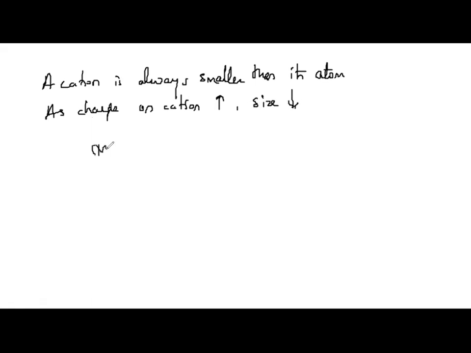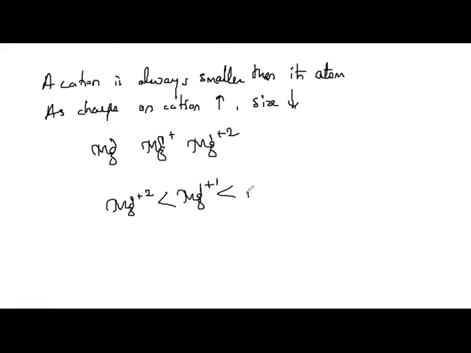So if I say I have magnesium atom, I have magnesium unipositive cation, I have magnesium dipositive cation. Arrange them in the increasing order. So which comes first? This is first. This size is less than this, and it is less than this. So this will be bigger, this will be a bit smaller and this will be still smaller. Understanding? So a cation is always smaller than its atom. As the charge on cation increases, the size decreases.